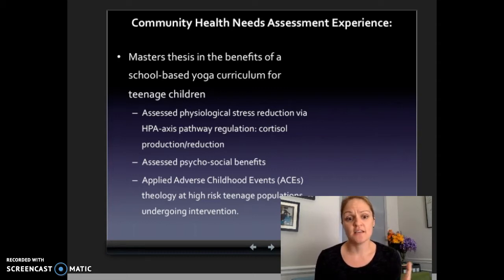I assessed the psychosocial benefits as well through questionnaires, and I applied this concept of adverse childhood experiences, that's ACEs, as they're called out there in the social psych world, to assess the teenage populations that were undergoing the interventions, to see if yoga gave them tools that helped them through their ACEs in their life. If you want more on that, don't hesitate to call me, but that's what I did.